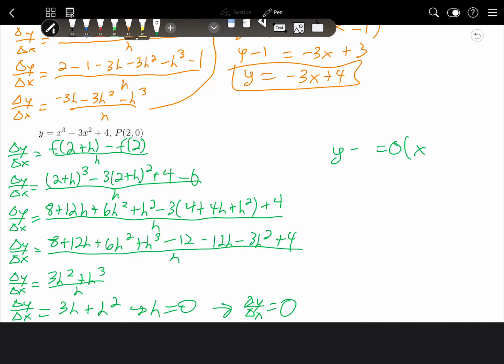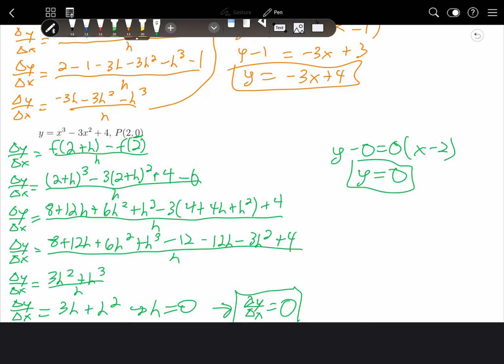Y minus 0, our y coordinate, is 0. So y minus 0 equals 0 times x minus 2. y minus 0 is y, and 0 times anything is 0. So y equals 0 is the equation of our tangent line. Okay, so that's the idea.